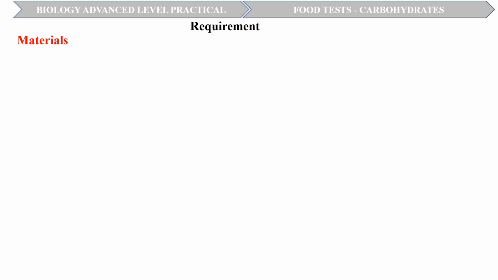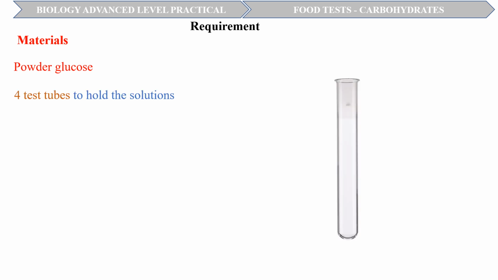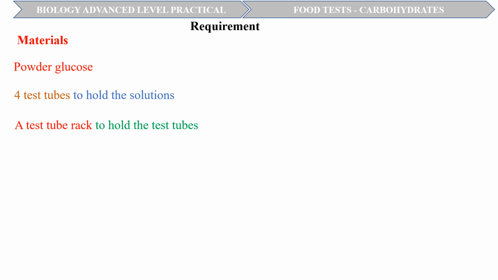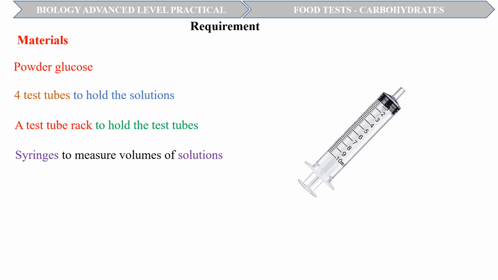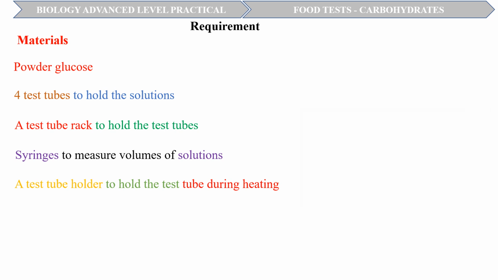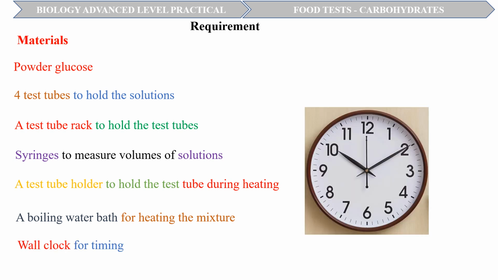We are going to use a set of materials and solutions, including powdered glucose, which will be used to prepare the stock glucose solution. 4 test tubes will be needed to hold solutions. A test tube rack is needed to hold the test tubes. Syringes will be used to measure volumes of solutions. A test tube holder to hold the test tubes during heating. A boiling water bath for heating the mixtures. A pot and a stove can also serve the purpose. A wall clock with a sweeping second hand for timing.